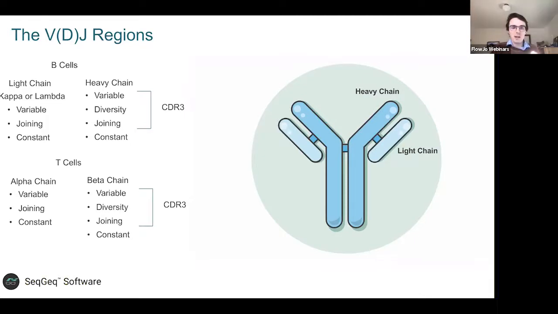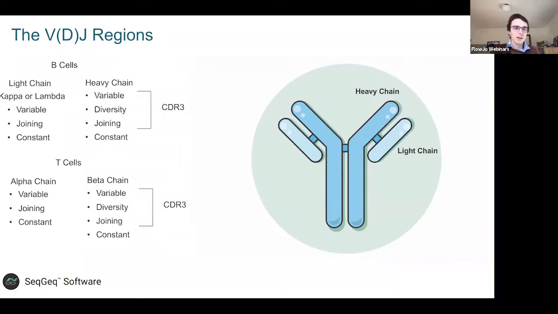Let's talk about the terminology. It changes between B cells and T cells. You can see here I have this list of terminology for B cells and T cells. On the B cell receptor, which this is a picture of over here, we have the light chain and heavy chain. The light chain is this one lower down here, the heavy chain is over here. The two chains have two different sets of regions, although they're similar and related.